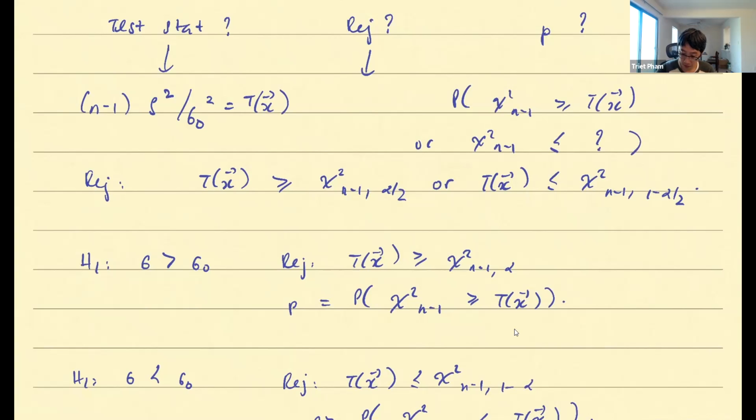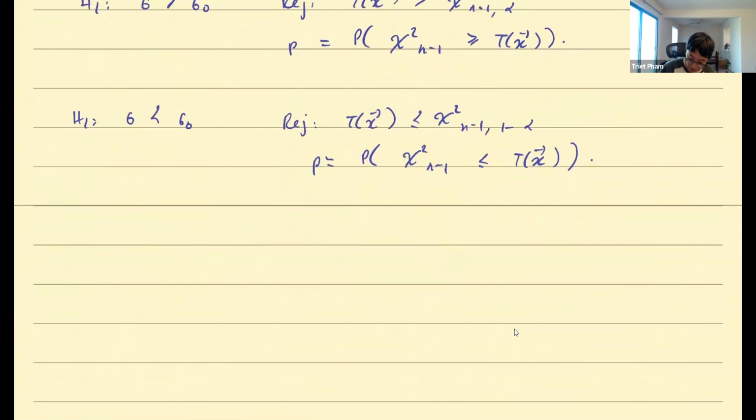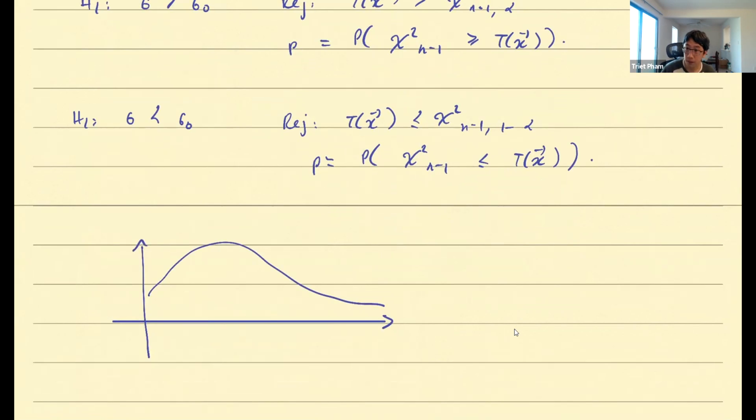Because basically, you cannot flip the T of X around to get to a minus value in the chi-square distribution. So the picture is like this. This is a chi-square, it's from 0 to infinity. So this is chi-square n minus 1, 1 minus alpha, let's say. And this is chi-square n minus 1 alpha.